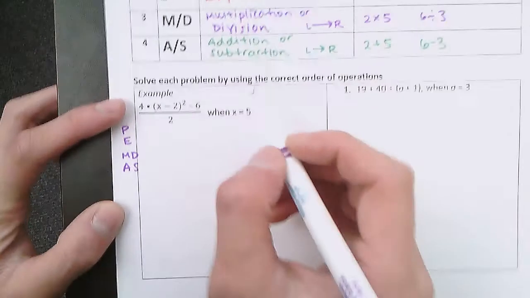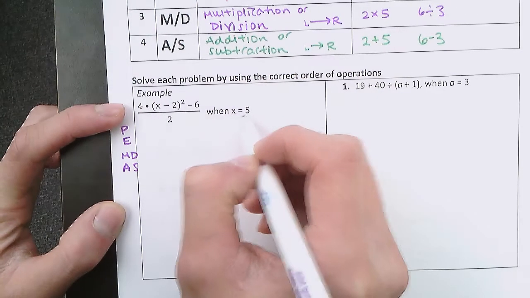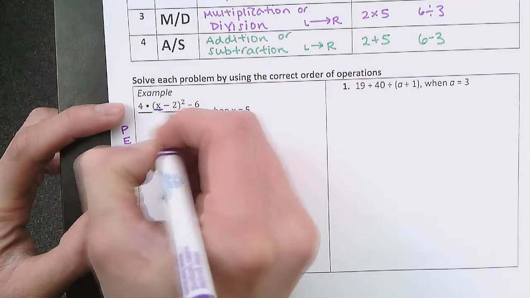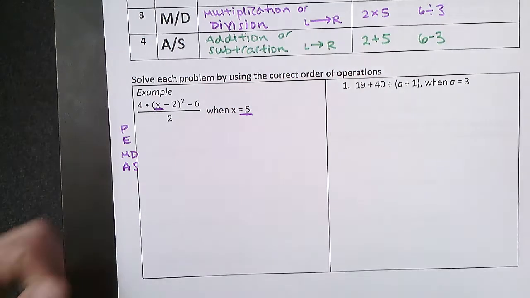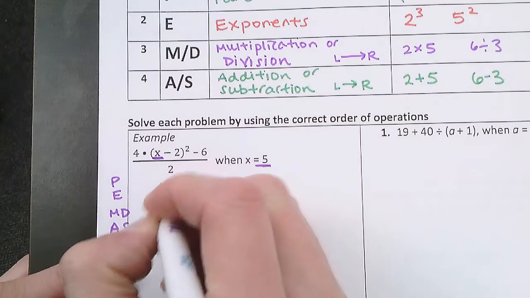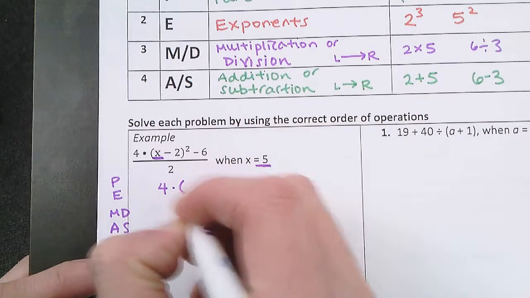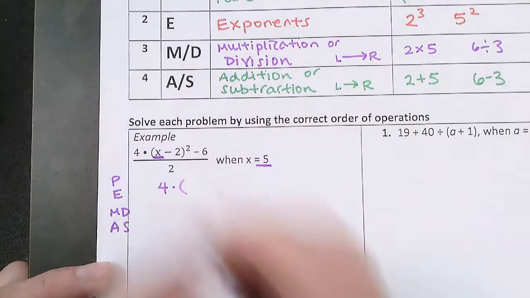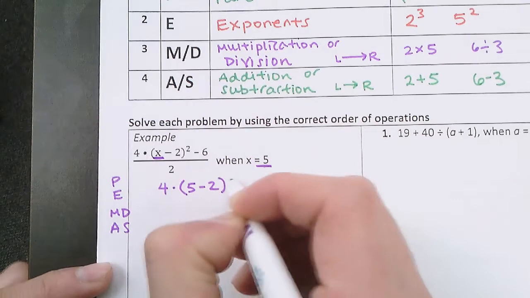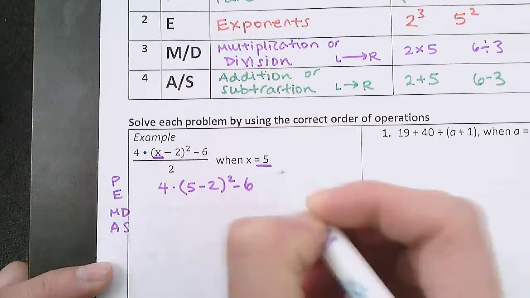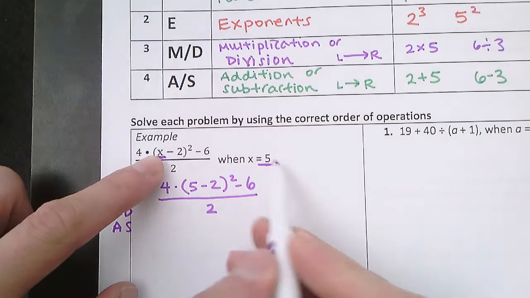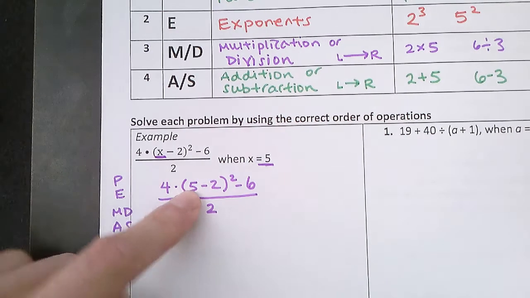So what we're going to do first is plug in this value of x, 5, wherever we see x, which is right there. So let's rewrite our situation. 4 times, and then instead of x, now it's 5. 5 minus 2 squared minus 6. All of that is over 2. So what we just did there, we put 5 in for x. Now we have 5 here.